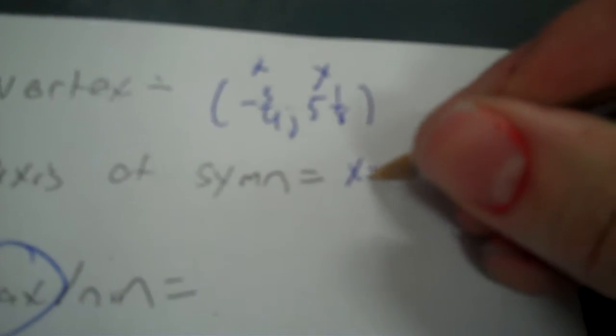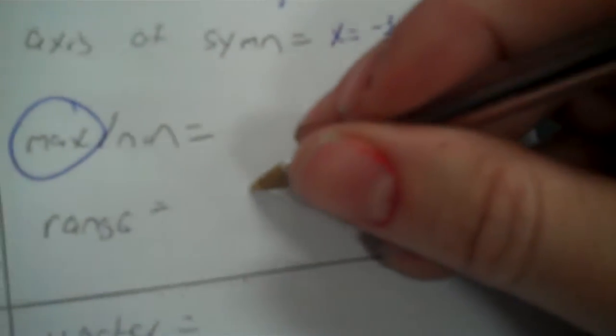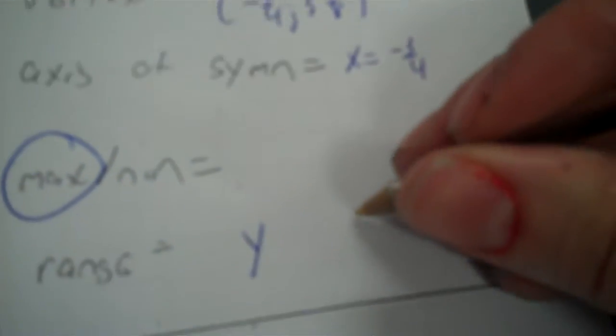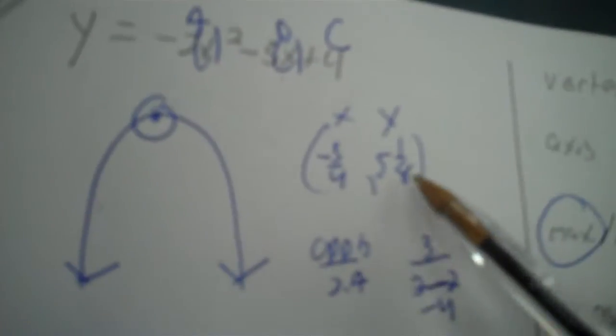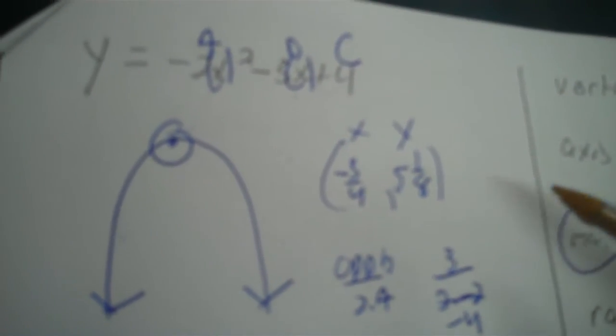Okay. Axis of symmetry, x equals negative 3/4. Range, you put your y with its 5 1/8. And from there it's going down, okay? So it'd be less than or equal to. It has to eat the number if it goes down, because that's the number's higher. Y, 5 1/8 is higher than any y value.